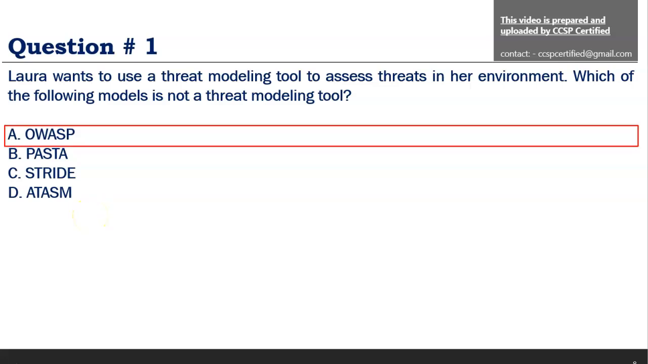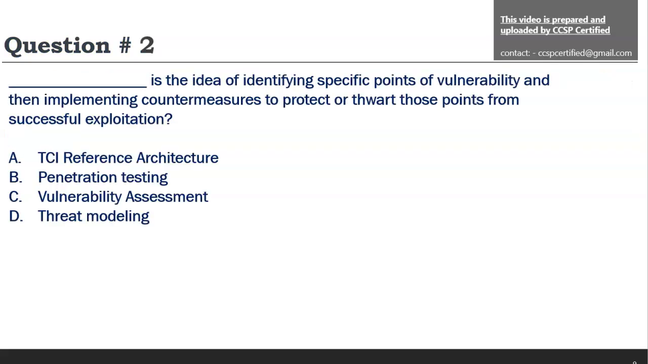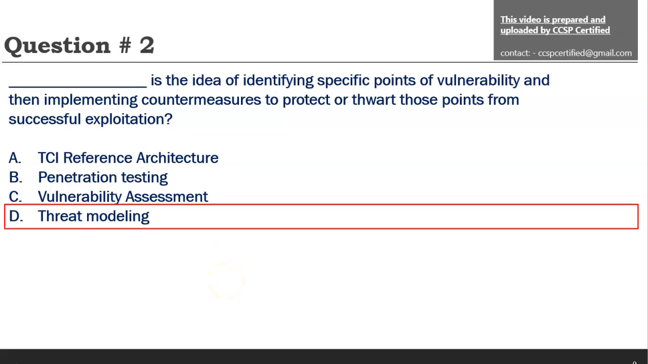OWASP is about web vulnerabilities, which we'll cover in this miscellaneous section only, most probably after this lecture. Next one, fill in the blank: the idea is to identify specific points of vulnerability and then implement countermeasures to protect those points from a successful exploitation. So this is the definition of threat modeling. The other options are vulnerability assessment, penetration testing, reference architecture. Those are given, but they are not relevant to this definition. It's the actual definition of threat modeling, which is answer D.